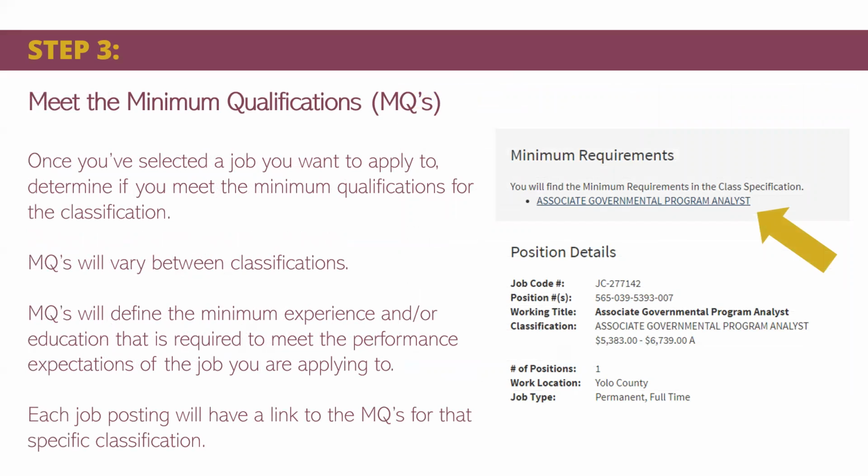Once you've identified the jobs you'd like to apply to, it's time to determine if you meet the minimum qualifications for the classification. In state service, you may see minimum qualifications shortened to MQs. It's important to note that MQs will vary by classification. For example, an analyst will have different MQs than a tax auditor. To put it simply, MQs define the minimum experience and/or education that is required to meet the performance expectations of the job you are applying to. In the captured image to the right, you will see that minimum qualifications will be linked on every job posting.